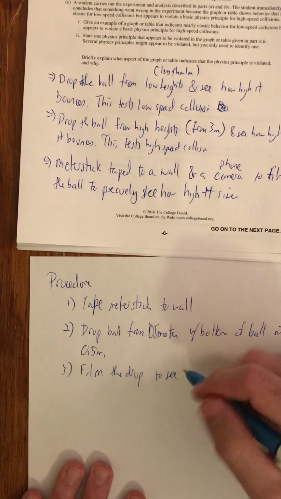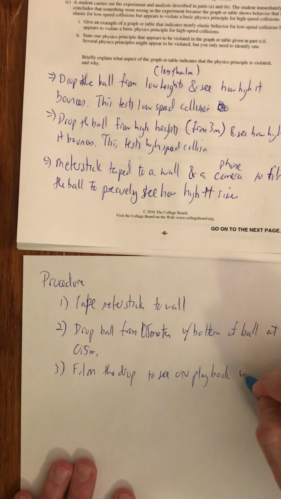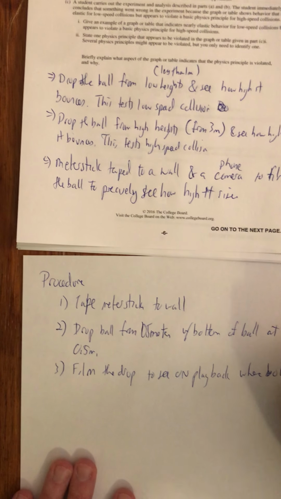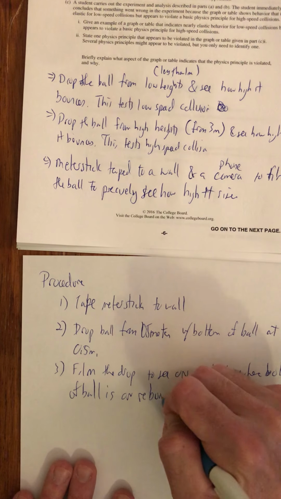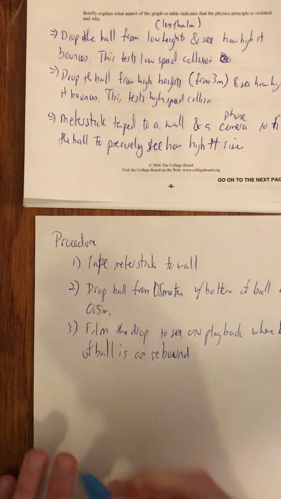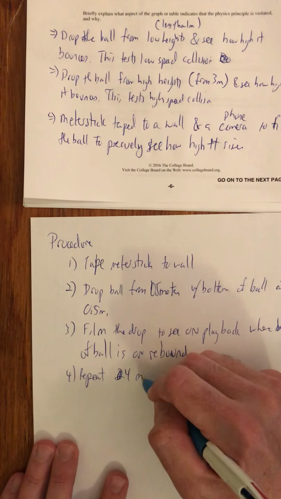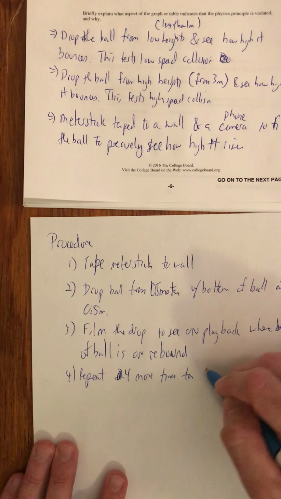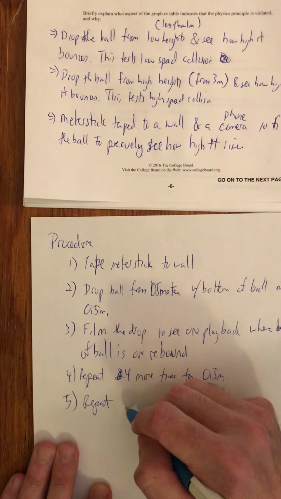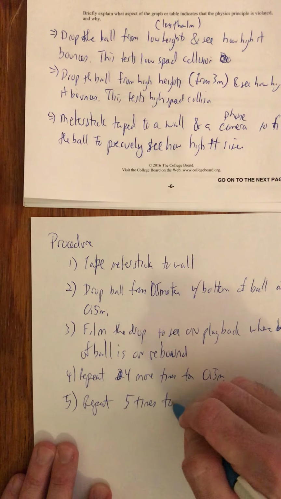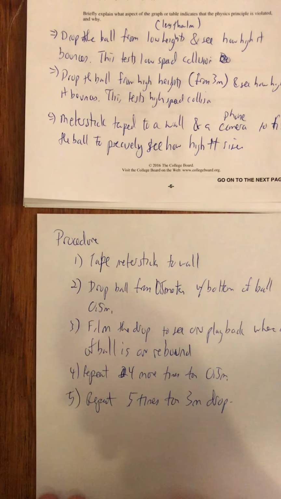to see on playback where the bottom of the ball is on rebound. So obnoxious. Great. Repeat, let's say, 4 more times for 0.5 meters, so 5 times total. Repeat 5 times for a 3 meter drop. Okay, cool, that's our procedure.